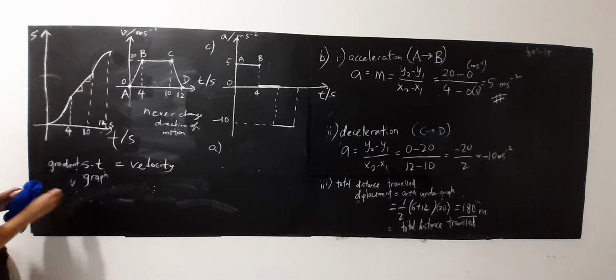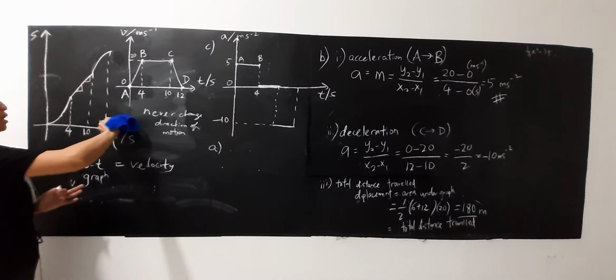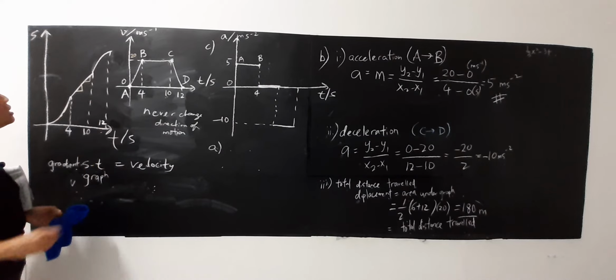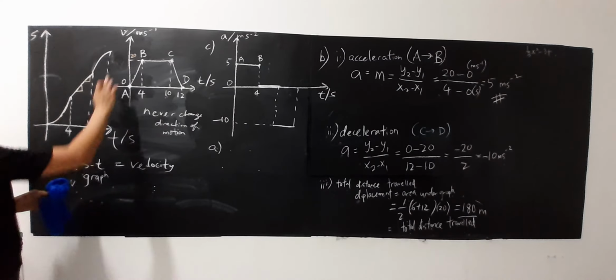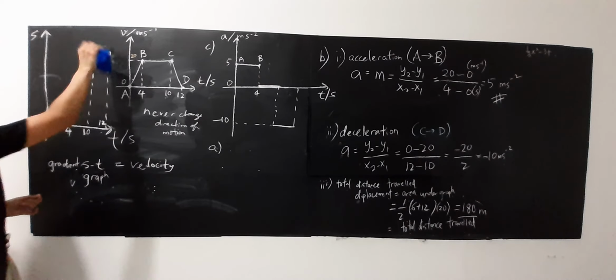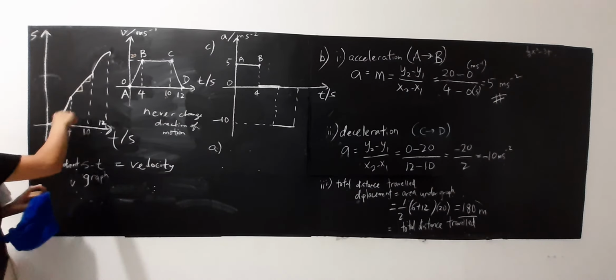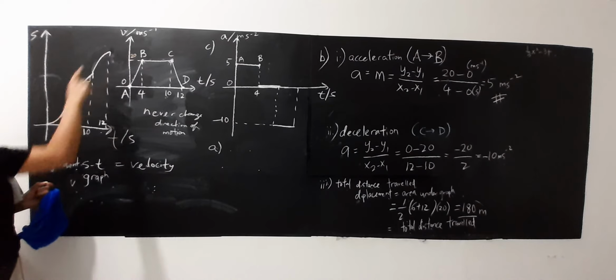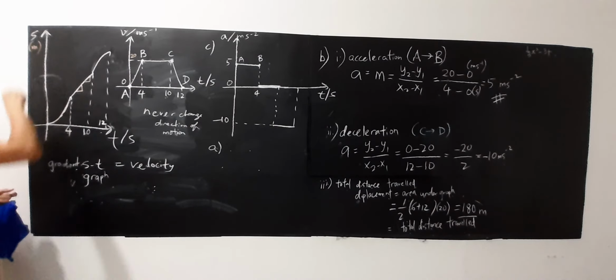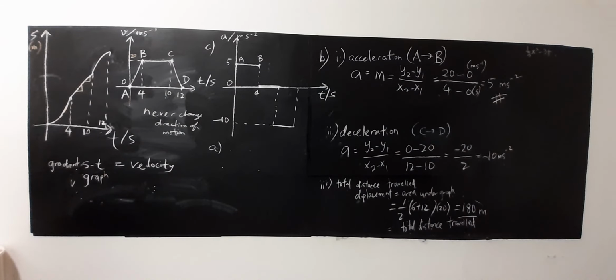Please label the axis. Make sure all the values here are correct. The pattern for the graph should look something like this: gradient increasing, gradient constant, and then gradient decreasing. And don't forget this one, our unit is in meters.